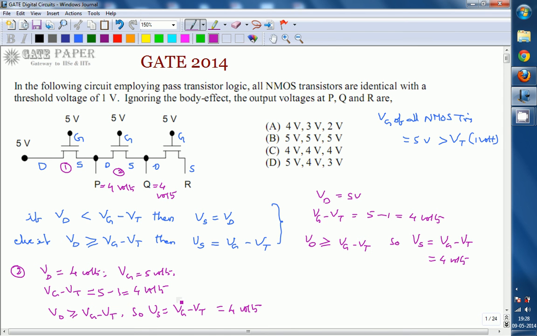Next, the source voltage for the last transistor, the third transistor. This is the same as the second case. The drain voltage is 4 volts, the gate voltage is 5 volts, and Vg minus Vt is 4 volts, which is equal to the drain voltage. So this comes under the second case, and Vs must equal Vg minus Vt, again 4 volts. So the voltages at P, Q and R are all 4 volts. The right option for this question is C: 4 volts, 4 volts and 4 volts. Thank you.